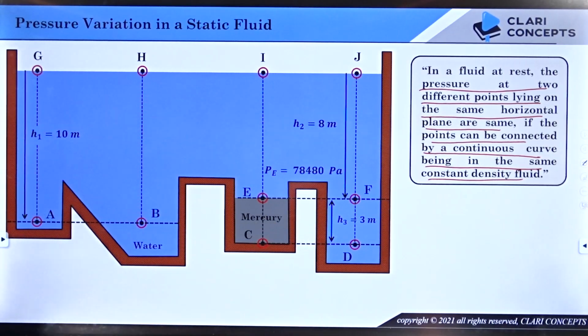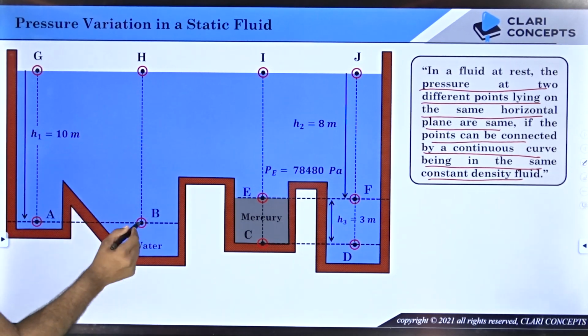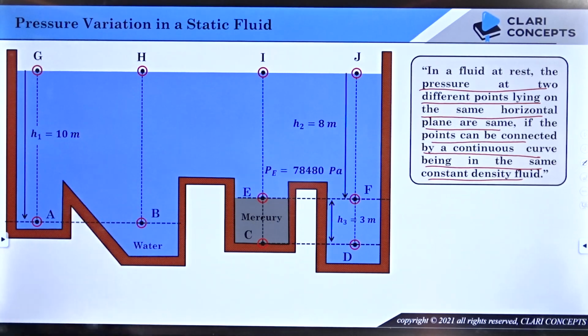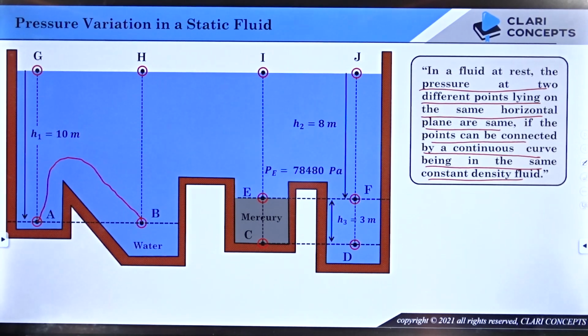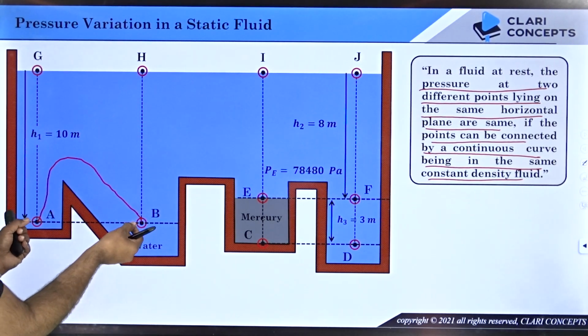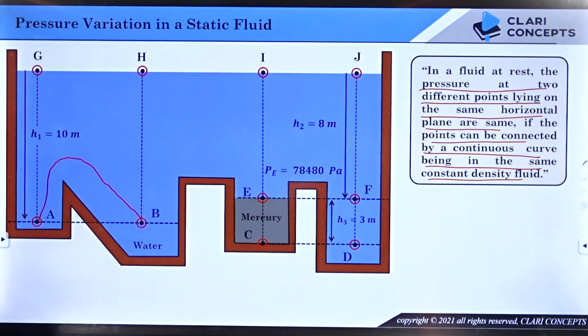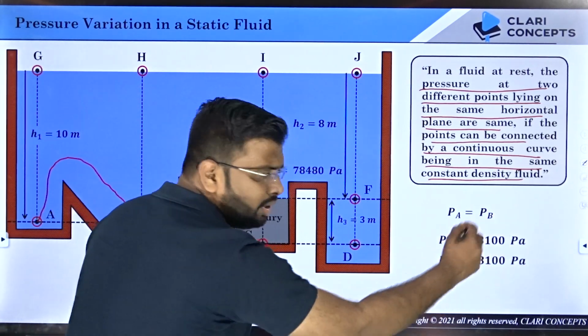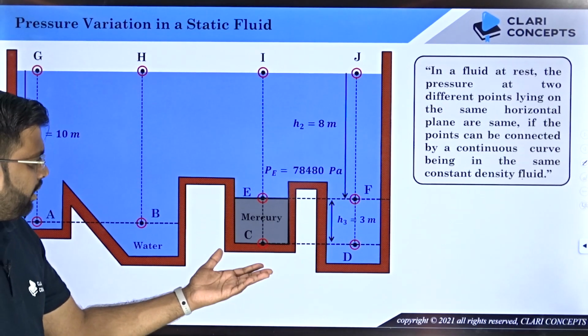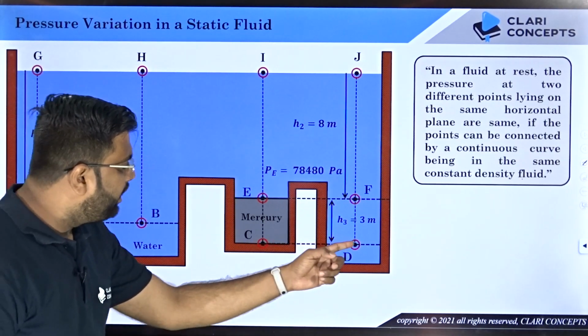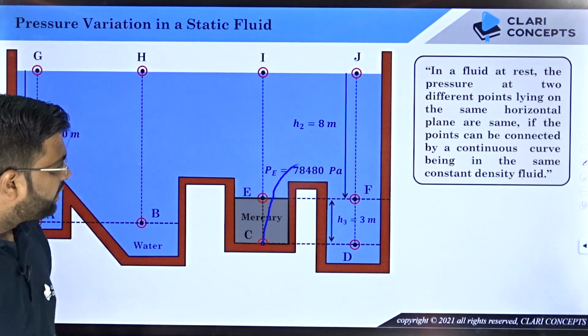That means you look at this. I talk about A and B. Can I connect point A and B with a continuous line being in the same constant density fluid? Yes, if you see all the points of this red color curve are in water. That means constant density fluid. If you can do that, then the two points which lie on the same horizontal plane will have same pressure, which we already found. Now, therefore, PA equals PB and we calculated this. Now, do you think the same can happen for C and D? Can you connect point C and D with a continuous line being in the same constant density fluid?